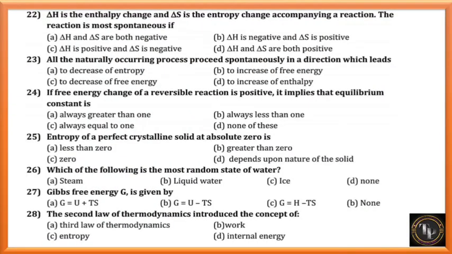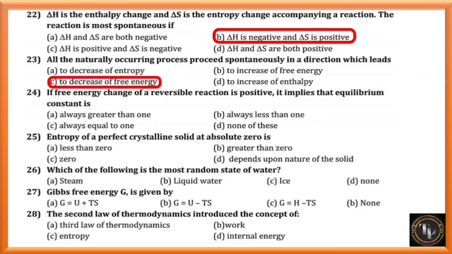Delta H is enthalpy change and delta S is entropy change accompanying a reaction. The reaction is most spontaneous if delta H is negative and delta S is positive. All naturally occurring processes proceed spontaneously in the direction which leads to a decrease of free energy. If the free energy change of the reversible reaction is positive, it implies the equilibrium constant is always less than 1. Entropy of a perfect crystalline solid at absolute 0 is 0 only.